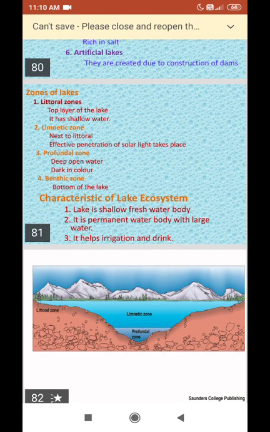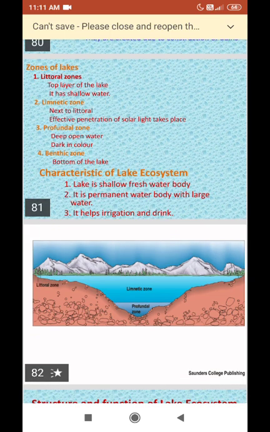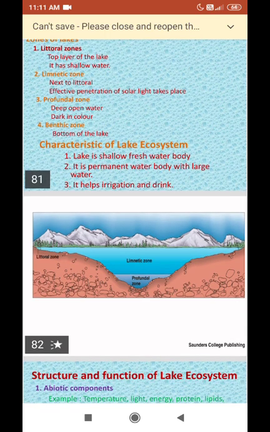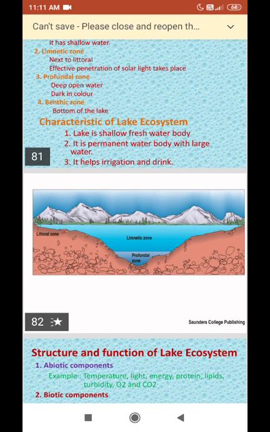Now let us see the zones: littoral zone, limnetic zone, profundal zone, and benthic zone. These zones form the lakes. The top layer of the lake is referred as the littoral zone. Limnetic means next to the littoral. Effective penetration of solar light takes place over there. There will be photosynthesis. The third one is the profundal zone. This deep open water is referred as the profundal zone. It will be dark in color because there is no penetration of sunlight over there. And then benthic zone, this is the bottom of the lake.